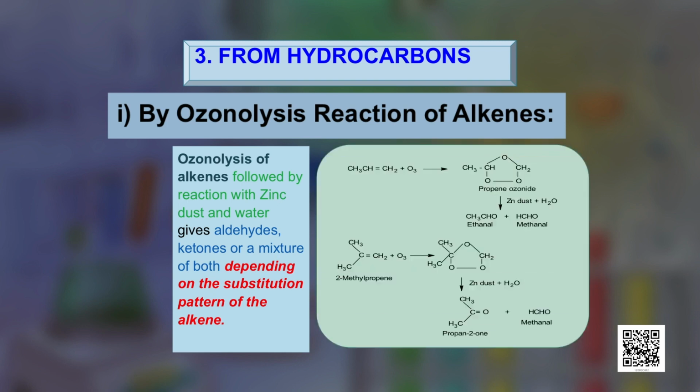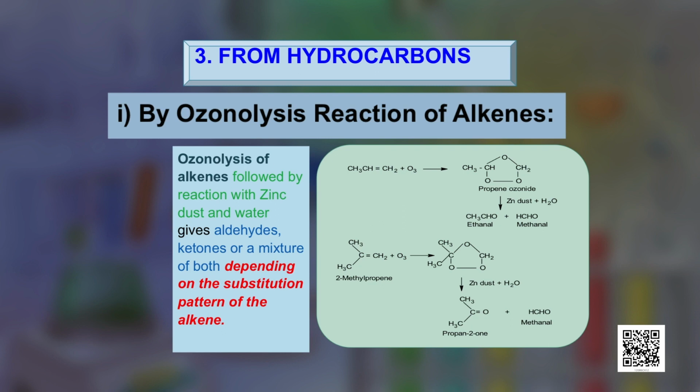For example, if we start with propene, we will get after ozonolysis methanal and ethanal as the products, while if we start with 2-methyl propene, then we will get as products methanal and propan-2-one, that means it is a ketone and an aldehyde both, while in the first case we got both the aldehydes.